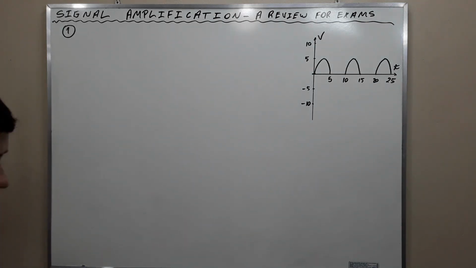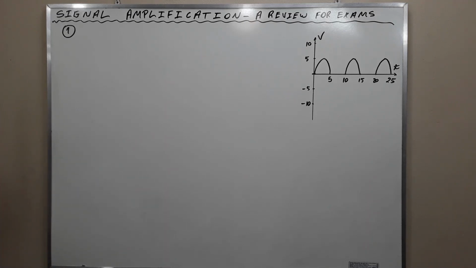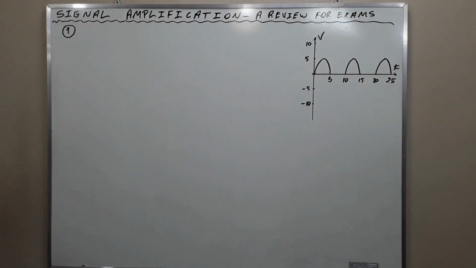Question number 1. The half-rectified sine wave of the figure is to be applied at the input terminals of an amplifier with an amplification factor of -2. The question: draw the output waveform. Let's go to the solution.